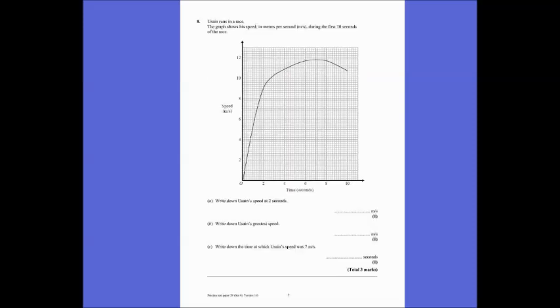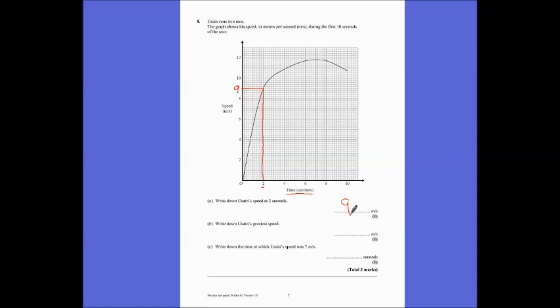Question 8. Usain runs in a race. The graph shows his speed in metres per second during the first 10 seconds of the race. Write down Usain's speed at 2 seconds. So we're on the time axis, we go to the number 2, and very carefully using a ruler, we go up to here and we can see that that is at 9 seconds.